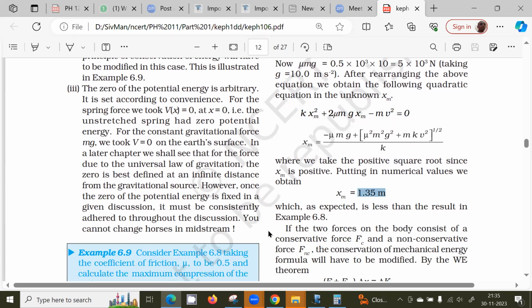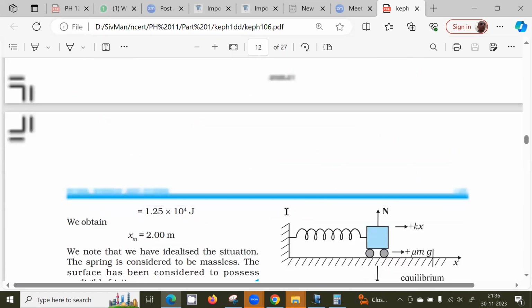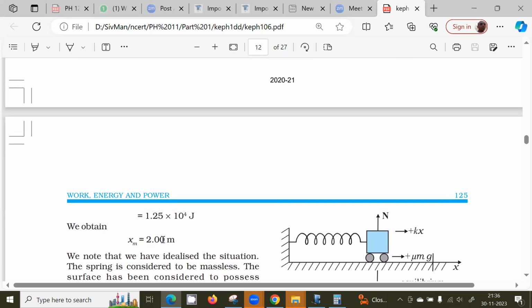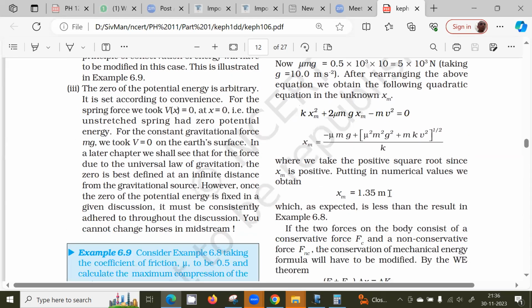So it should be less than the previous one because some energy is lost due to the friction, right? So the compression will decrease. Previously x max was 2, I think. Yes, 2. So now this has become 1.35. You have to appreciate this, only then you understand the problem. Because some work is done against the friction, the compression will be less here.